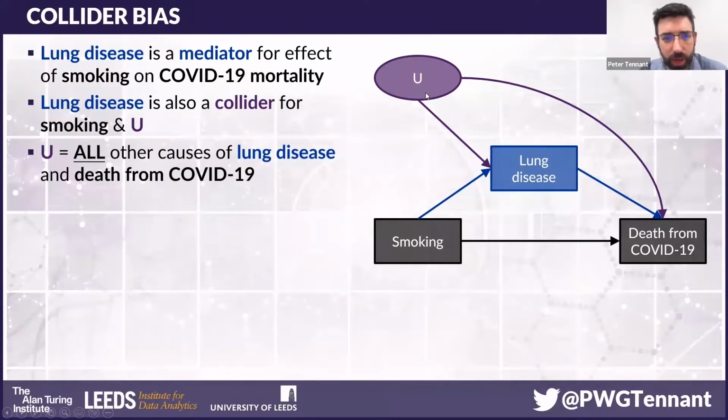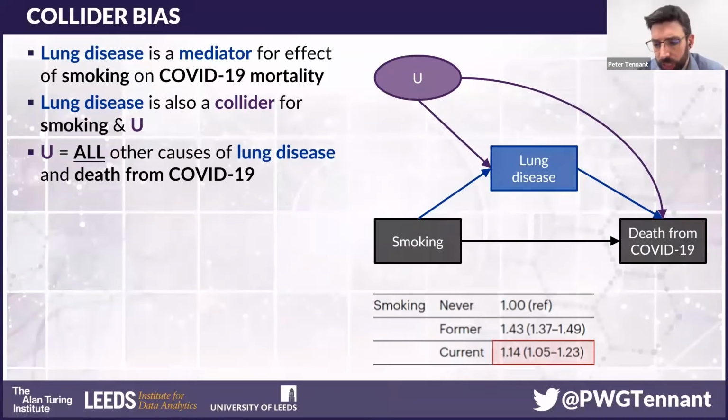And in this case, there's likely to be a whole bunch of other variables that mutually cause both lung disease and death from COVID-19. And so what this means is now lung disease is a collider, because you can see it has these 2 paths converging from smoking and U, both colliding on lung disease. So what did we learn previously? We learned that if you condition on a collider, you will open a conditional dependency between the variables that cause that collider. So here, you would open a conditional dependency between U and smoking. And as you can imagine, that's what's happened.